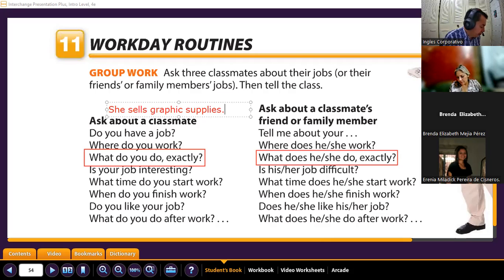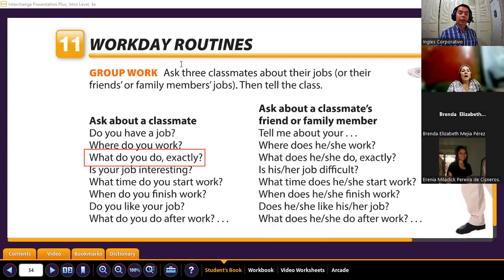What does Delia...? Hola, es que se me queda congelada la imagen. No se preocupe, tranquilito. Ya se restableció. Vale, entonces pregúntele a Brenda sobre qué hace exactamente Delia. Dígale, what does Delia do exactly? She sells graphic supply. Good. Next question. Delia, is your job interesting? Yes, it is. ¿Cuál sería? Is his... No, her.